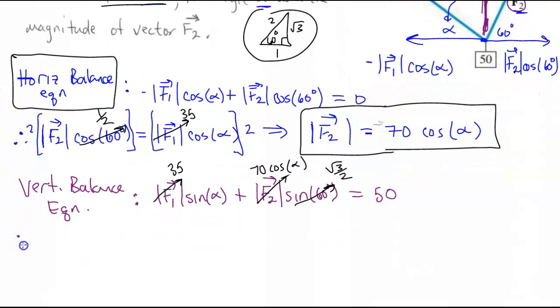And so this means here that we have 35 sine of alpha plus 70 divided by 2, which is going to be 35, times square root of 3, and then that will be cosine of alpha, and then that would equal 50. Okay. So now at this point, we're thinking, all right, well, how could we simplify this?